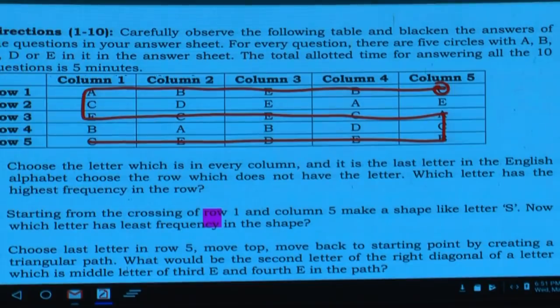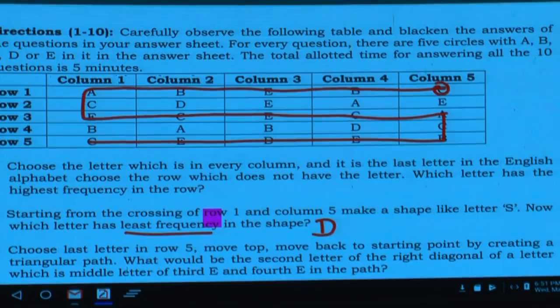And E appeared for how many times? E appeared at least 2 times, except D. In the remaining, only one letter D is repeated only once, and that is the least frequency, or the minimum frequency. Clear now? Hence what is your answer? D is the answer. D appeared only once and the remaining letters appeared more than once, hence D is the answer.